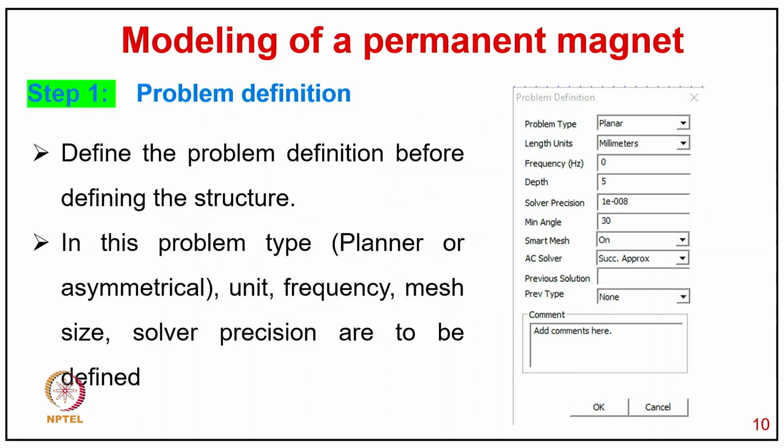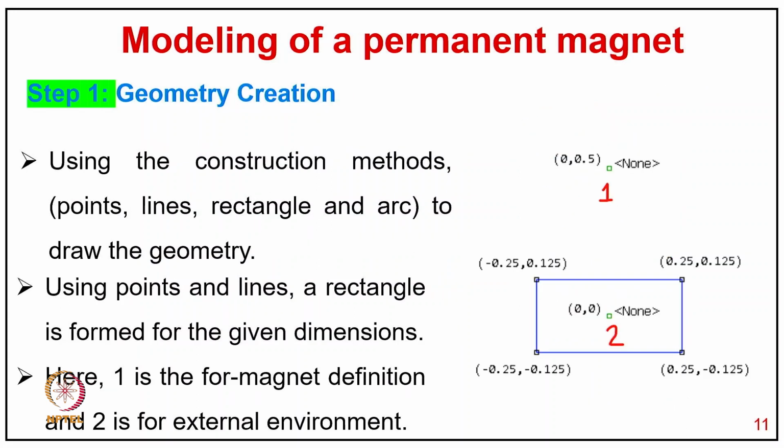As step 1, the problem definition: define the problem before defining the structure. In this problem, the type (planar or axisymmetric), the unit, frequency, mesh size, and solver precision are to be defined as typically given in the diagrams. Then step 2, geometry creation. Using the construction methods, point, line, rectangle and arc, draw the geometry, as you can see in the diagram. Using the points and lines, a rectangle is formed for the given dimensions. Here 1 is for the magnet definition, 2 is for the external environment.